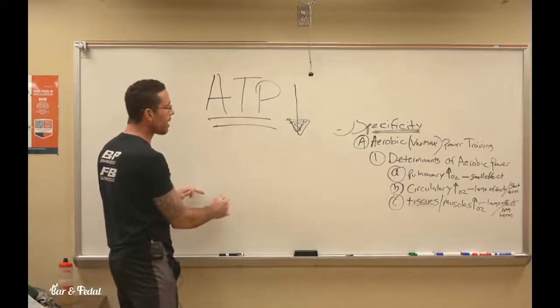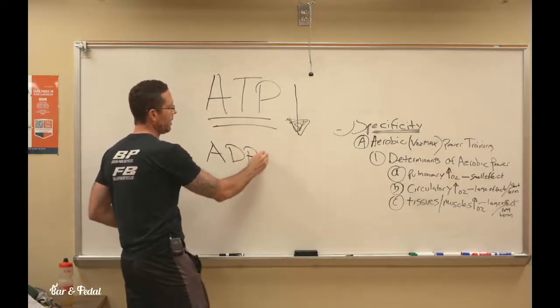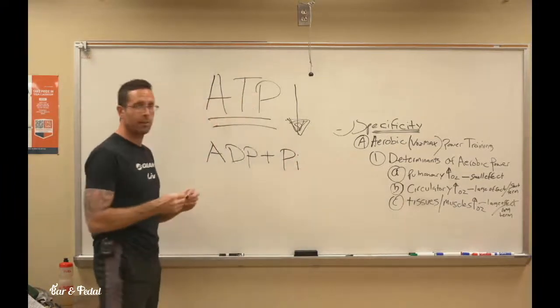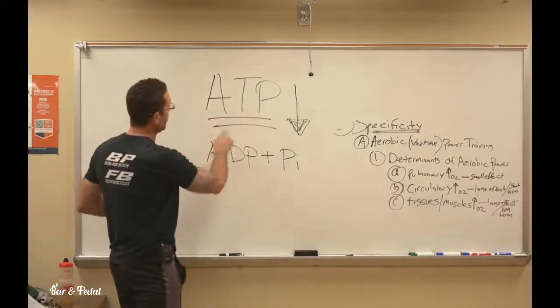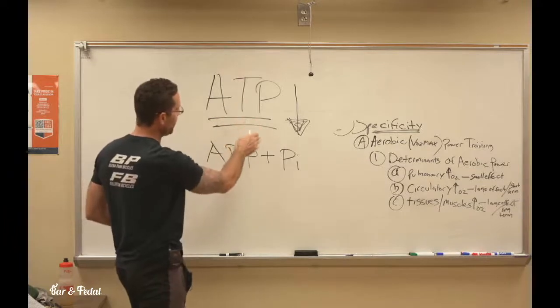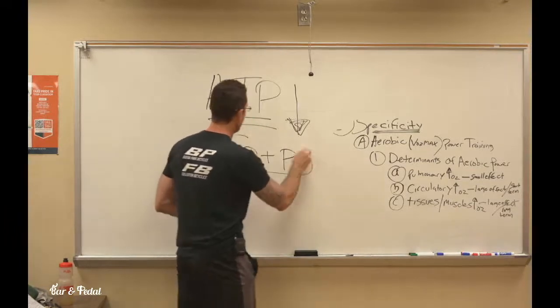ATP levels drop, and ADP plus Pi, or phosphate, levels rise. So basically we break down ATP, we release the energy in that third bond by hydrolyzing ATP, and what we're left over is ADP and inorganic phosphate.